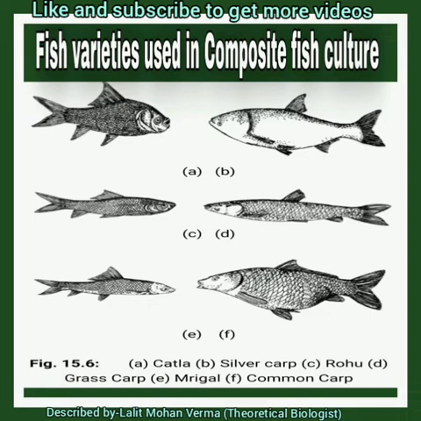You can see the varieties of the composite fish culture on your screen. Katla, silver carp, rohu, grass carp, mrigal, common carp. These fishes have different food habits, some on the surface, some in the middle, some at the bottom. Okay, so learn these names of fishes by heart. They have different food habits. They live in different areas, different zones of the pond. So this is about the composite fish culture.